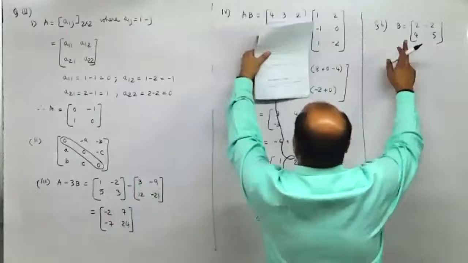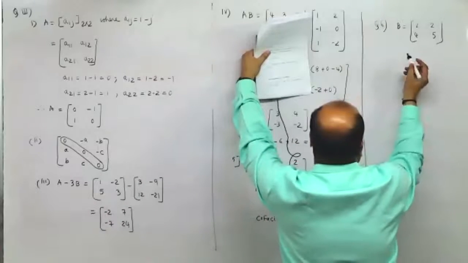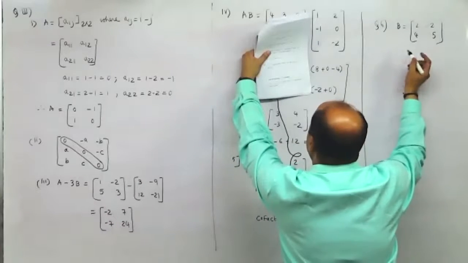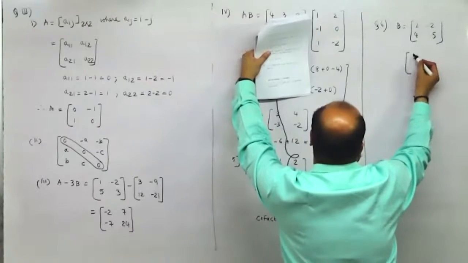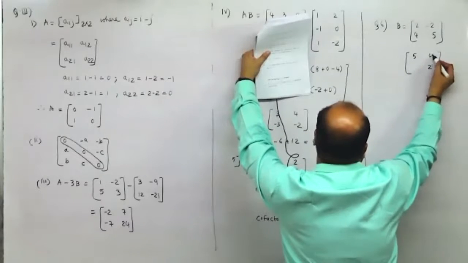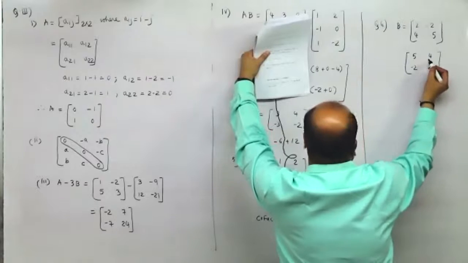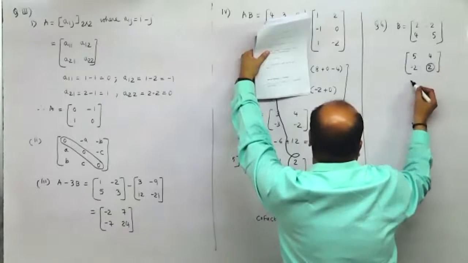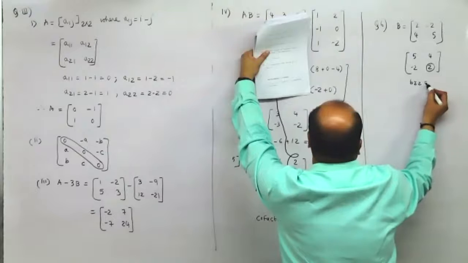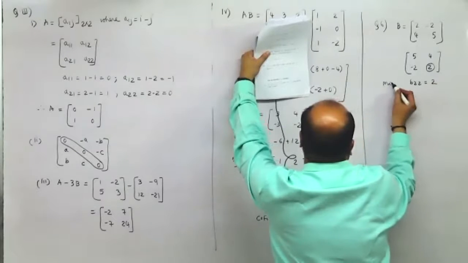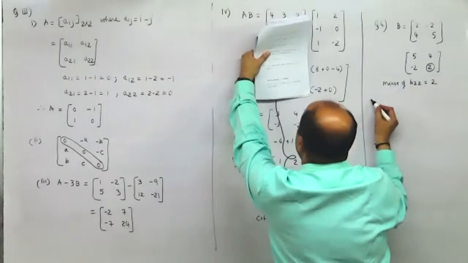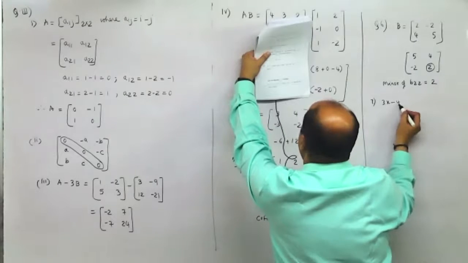Now, if this is B, what is the minor? Minor would be what? First of all, this is 5, 2. This would be 4 and minus 2. Minor of B22. B22 means this. Is it correct? Yes, sir. Seventh one. Yeah, that is better.